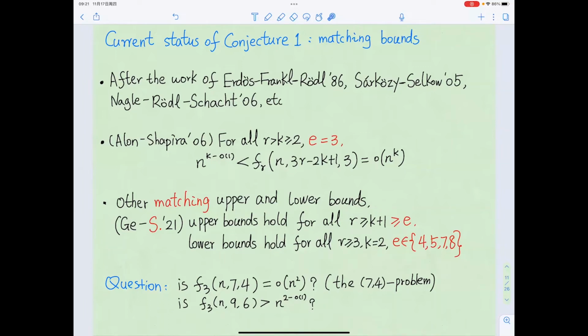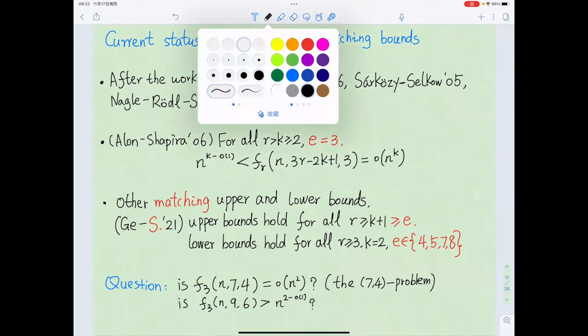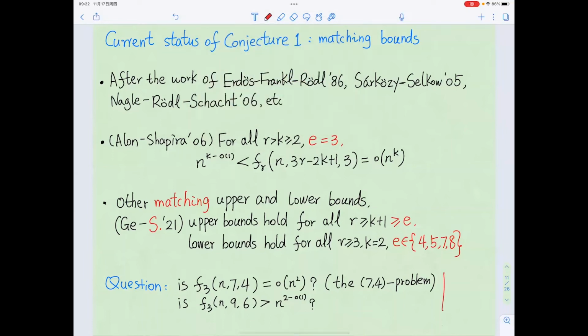Because in this case, we cannot get rid of a (6, 9) configuration, which is isomorphic to the 3x3 grid. So here is the 3x3 grid, which has 9 vertices and 6 lines. So this is a (9, 6) configuration, but we cannot get rid of this configuration in our construction.